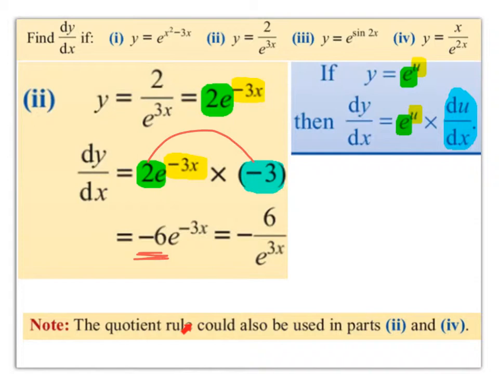Note, the quotient rule could also be used in parts 2 and 4. So this is part 2 here. So we could have used the quotient rule. So our u would have been 2, our v would have been e to the power 3x, and we would have subbed it into our quotient rule formula, which is v du dx minus u dv dx all over v squared. But it just would have taken a bit more time.